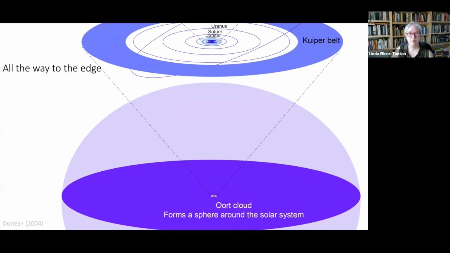Jan Oort first proposed this structure to explain the trajectories of long period comets. We have short period comets that return on periods of less than 200 years, and most of them have orbits that lie in the same plane as the orbits of the planets. These comets probably come from the Kuiper belt.